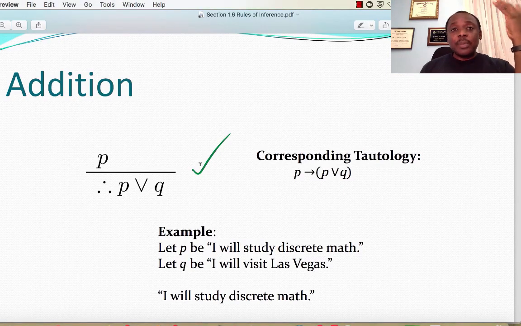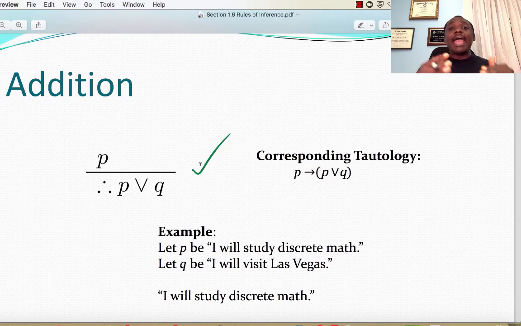Anything can be added to P using the connective or. Remember, or is inclusive or. I cannot use the connective and. On the other hand, if I have P and Q, then it means P has been done and Q has been done. Any one of those would be a valid conclusion.